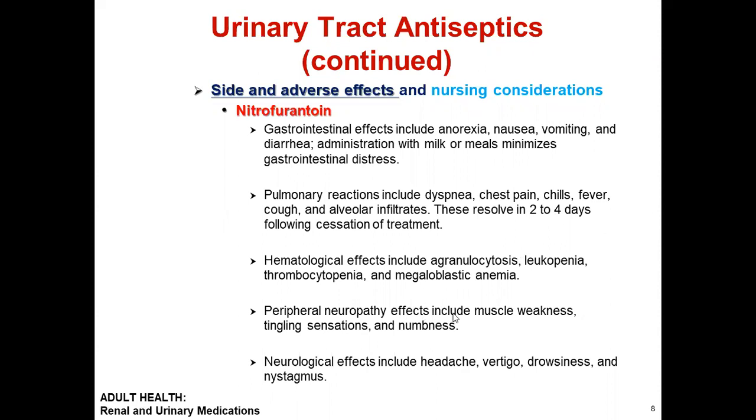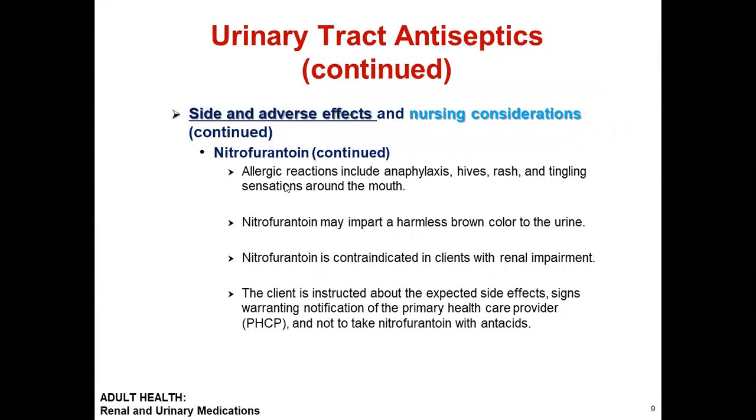Peripheral neuropathy effects include muscle weakness, tingling sensation, and numbness. The neurological effects include headache, vertigo, drowsiness, and nystagmus. Allergic reactions include anaphylaxis, rash, or tingling sensation around the mouth because of nitrofurantoin. Nitrofurantoin may impart a harmless brown color to urine. Nitrofurantoin is contraindicated in clients with renal impairment. If the patient's kidneys do not work, it is good not to give it. Before starting nitrofurantoin, we check the serum creatinine and BUN, blood urea nitrogen level.